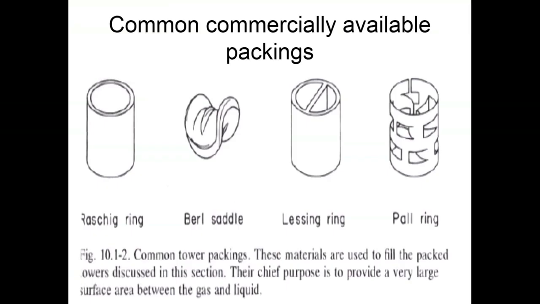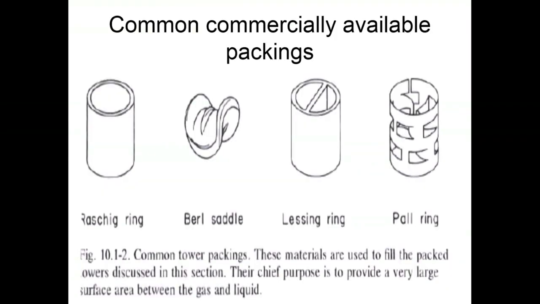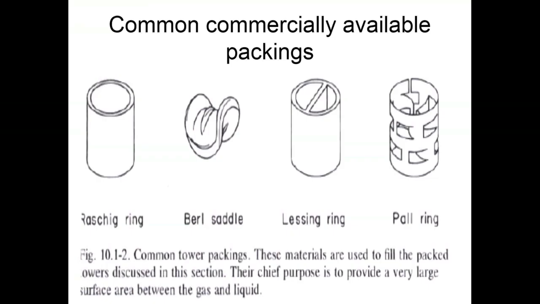The common packings which are used are shown here. We have Raschig rings, we have Berl saddles, then we have a Lessing ring. A Raschig ring with a partition in between is a Lessing ring, and then we have Pall rings where we have cutouts of this bent inward. All this is to try and increase the area of the packing as much as possible.